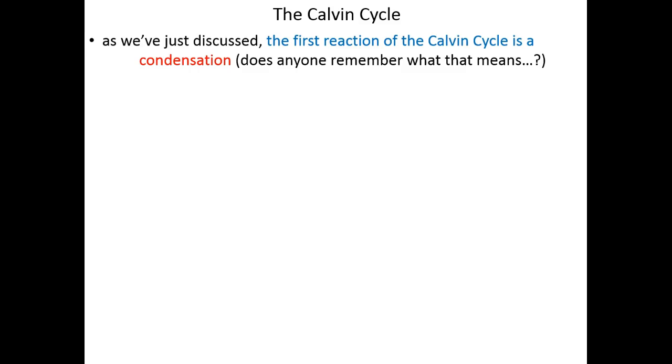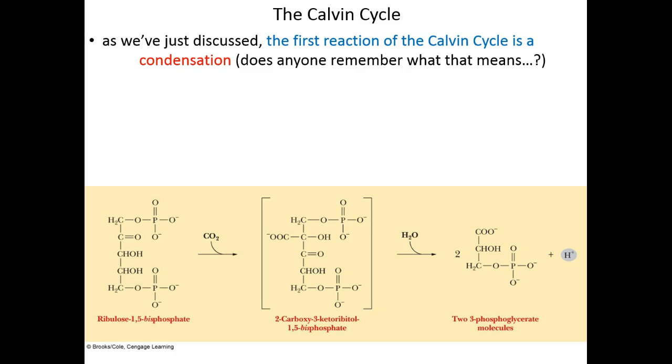So let's talk about the sugar first. Let's make glucose before we go any further. As we've just discussed, the first reaction of the Calvin cycle is a condensation reaction. We're going to make a carbon-carbon bond here, and that bond is going to occur between the carbon of carbon dioxide and carbon-2 of ribulose 1,5-bisphosphate.